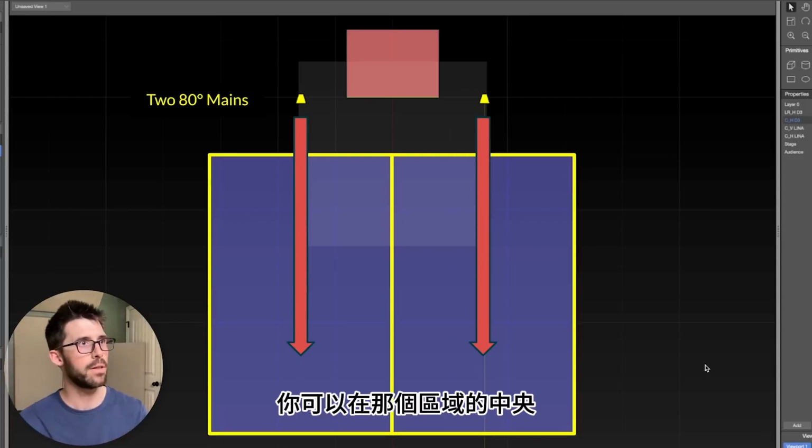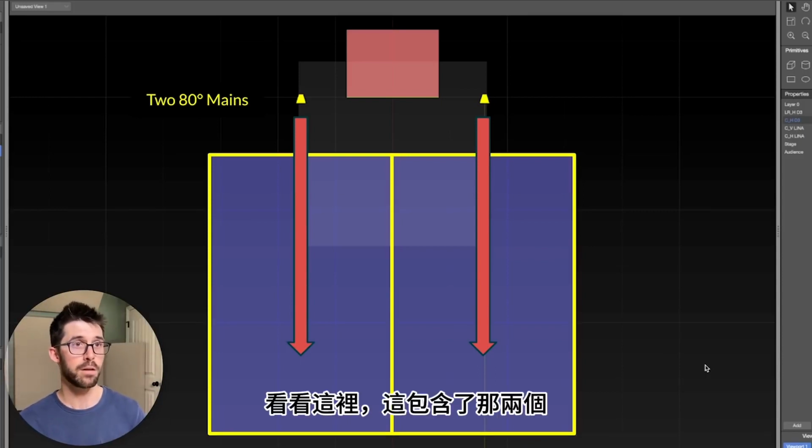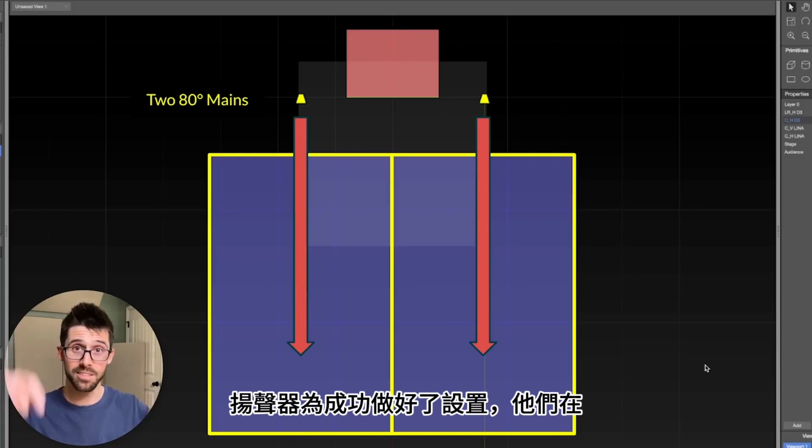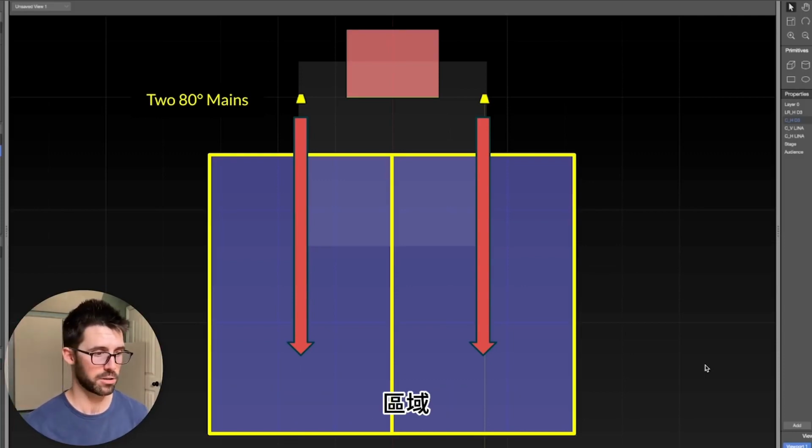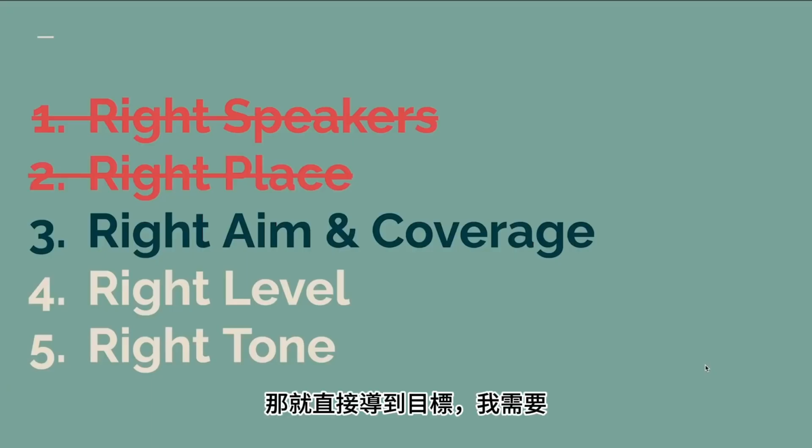I'm trying to get in the middle of that zone. As you can see here, both of those speakers are set up for success. They're pointed straight in the middle of their zones. And that goes right into aim.